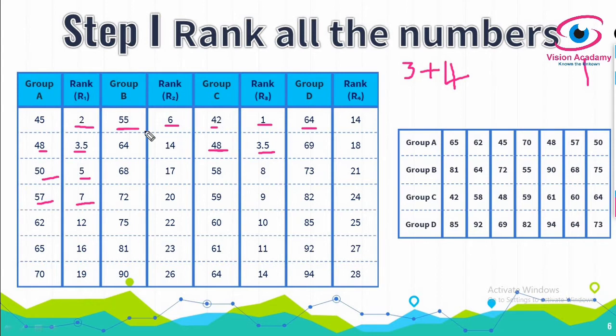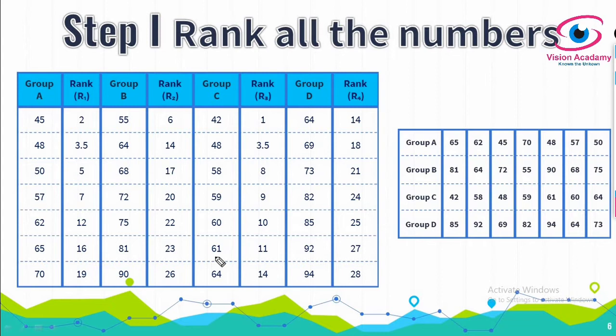After that we have to search for any other elements. After 57 we have 58, that is the 8th rank. After that 59, that is the 9th rank, and after that 60, that is the 10th rank. Then 61 is the 11th rank. There are no ties for 58, 59, 60 and 61.